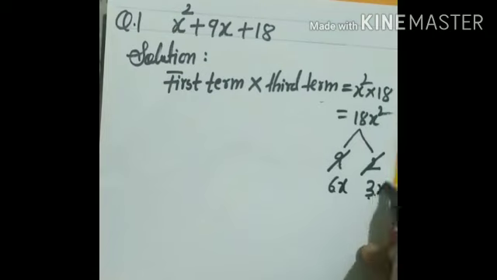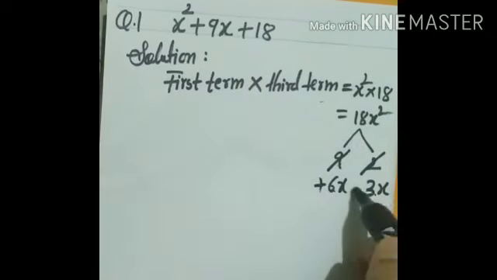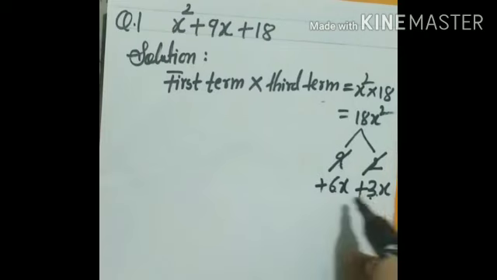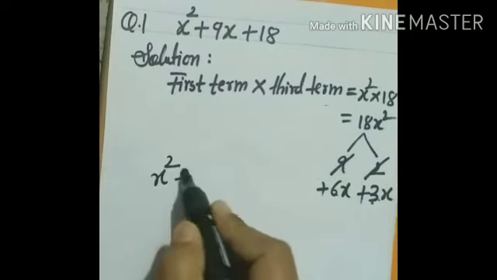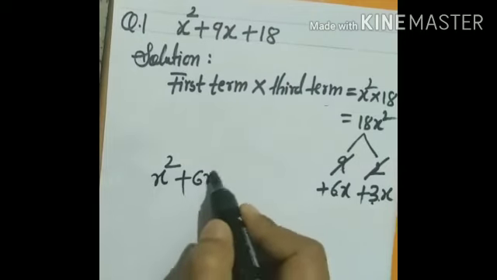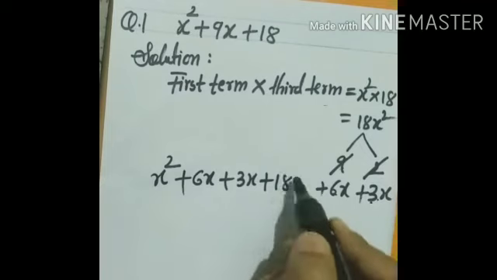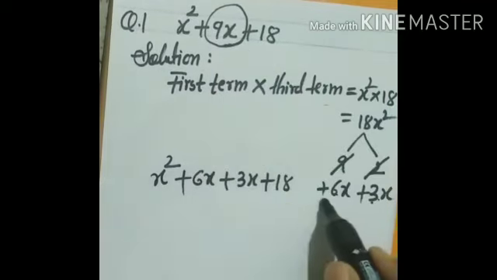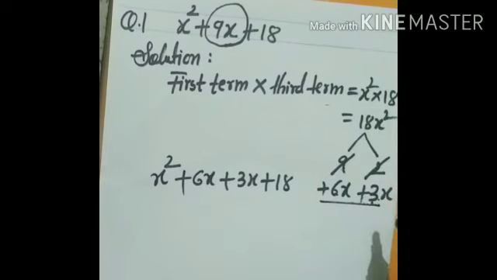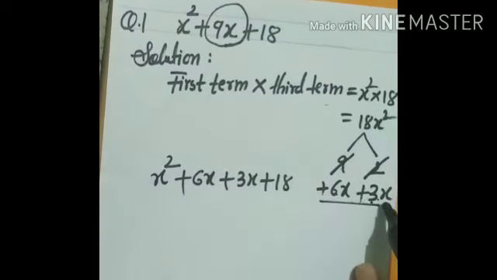Here x and here x. And what is the sign here, children? Plus and plus. Okay. Now, x square plus 6x plus 3x plus 18. In place of the middle term, children, we take these two factors. Okay, children, in place of the middle term, we write these two factors.